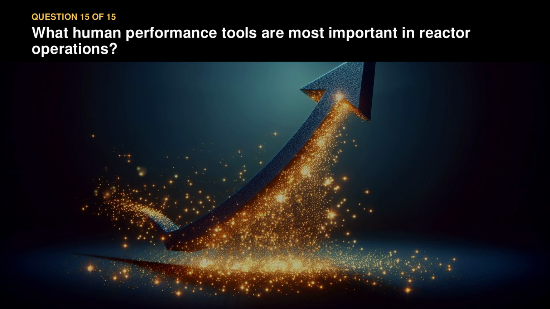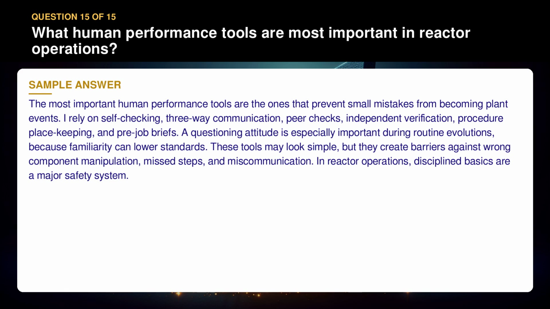Question 15. What human performance tools are most important in reactor operations? The most important human performance tools are the ones that prevent small mistakes from becoming plant events. I rely on self-checking, three-way communication, peer checks, independent verification, procedure placekeeping, and pre-job briefs. A questioning attitude is especially important during routine evolutions because familiarity can lower standards.